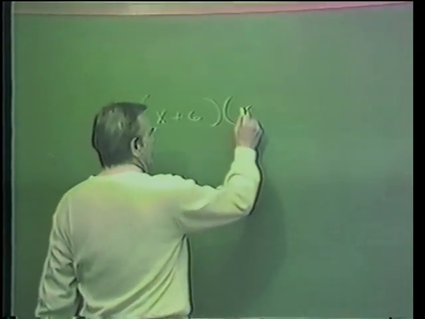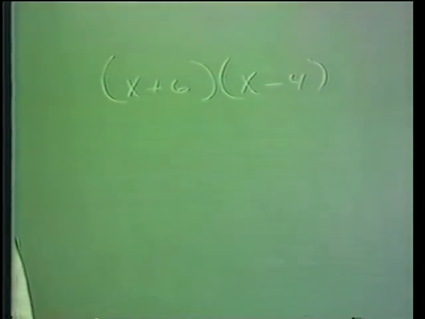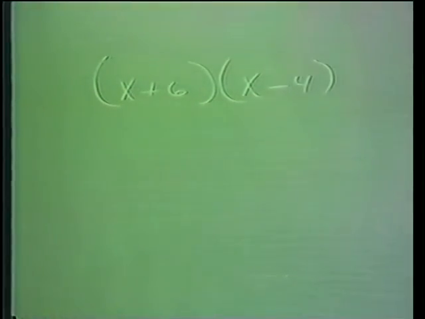Suppose we have the quantity x plus 6 times the quantity x minus 4. Mike? X squared plus 4x minus 24. Almost. Check that middle term. He said x squared plus 4x minus 24.